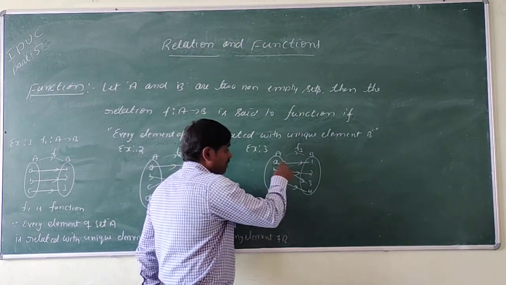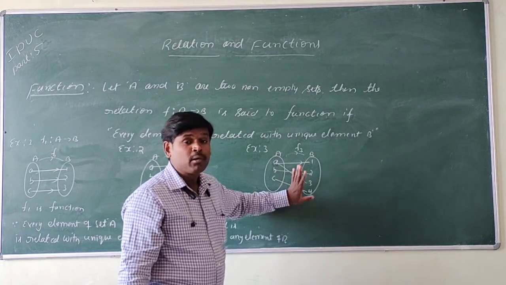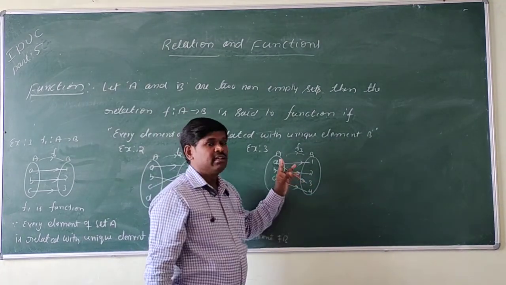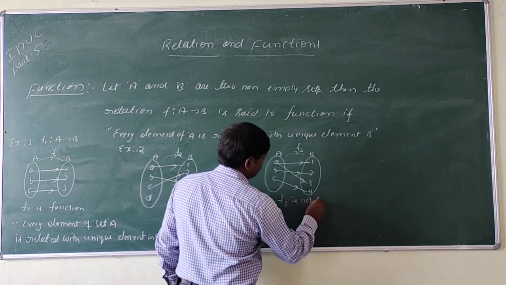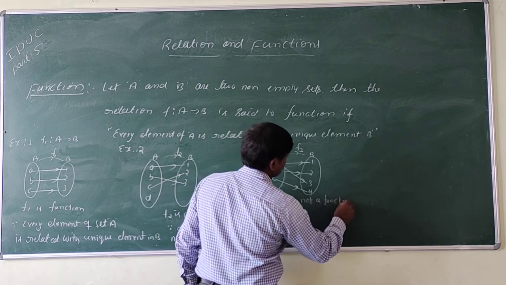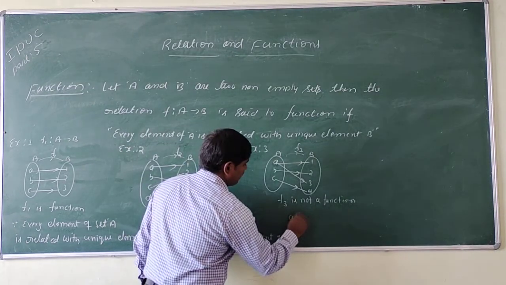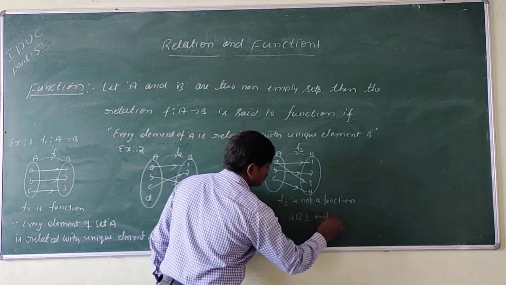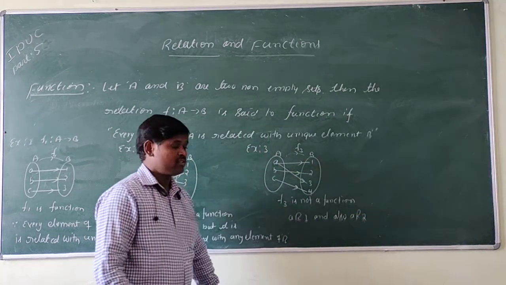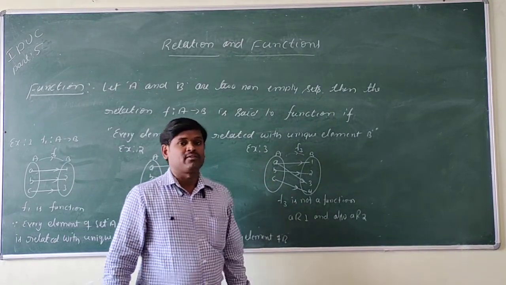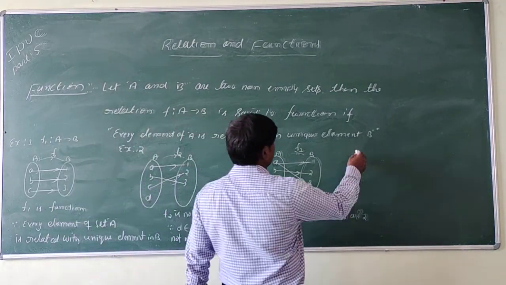Here every element of A is related with an element, but not a unique element. Therefore, F3 is not a function. Why? Because A is related with 1 and also A is related with 3. That means one element is related with 2 elements of B. Therefore F3 is not a function. Okay, one more example.